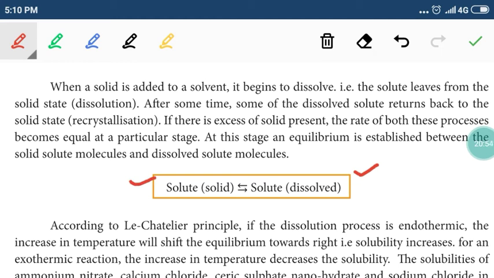You simply take sodium chloride solution. When you add sodium chloride in water, some sodium chloride molecules will be separated into cations and anions. They are called dissolved solute particles. Some sodium chloride molecules will be present as such, not dissociated. So there will be an equilibrium. Equilibrium can be attained in this solution also, between undissociated solute and dissolved solute particles.